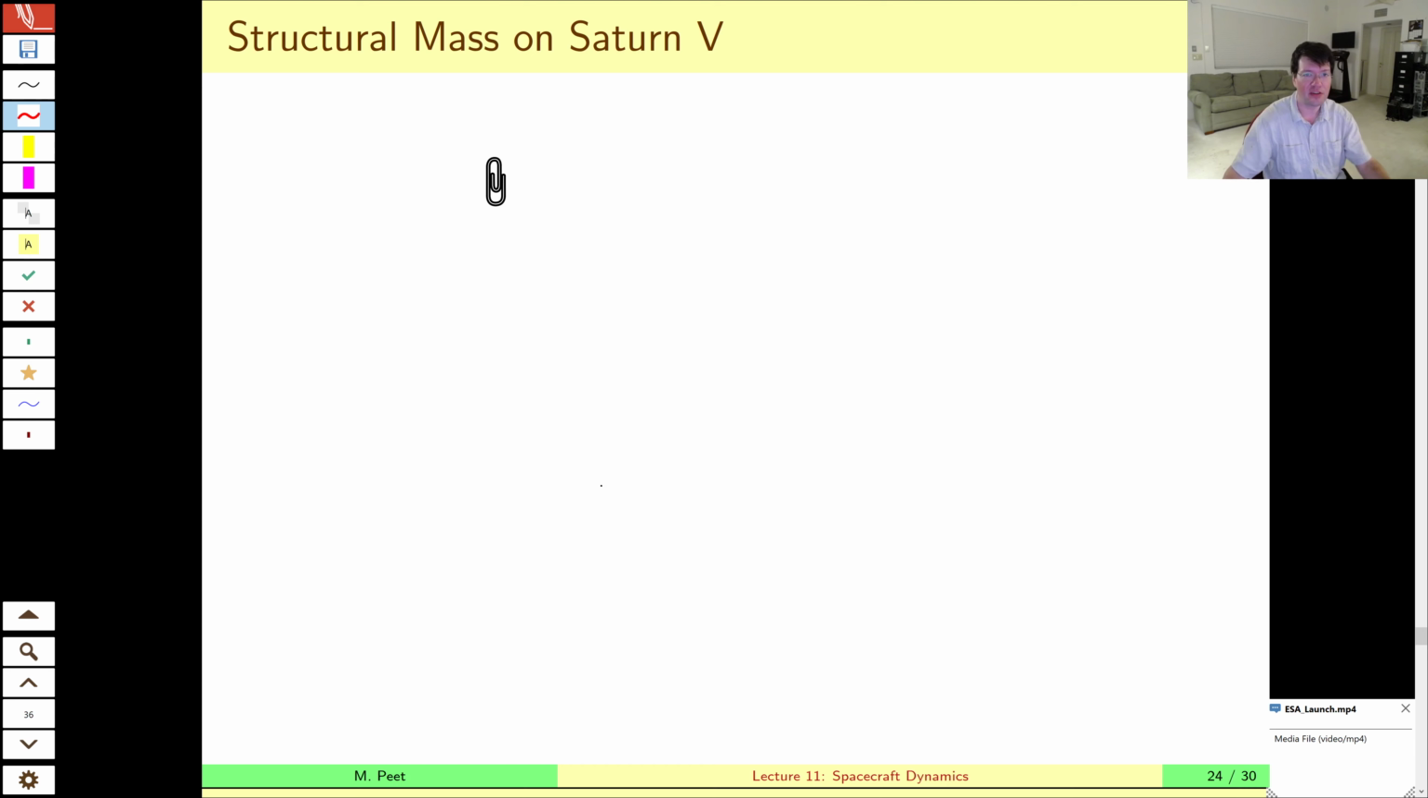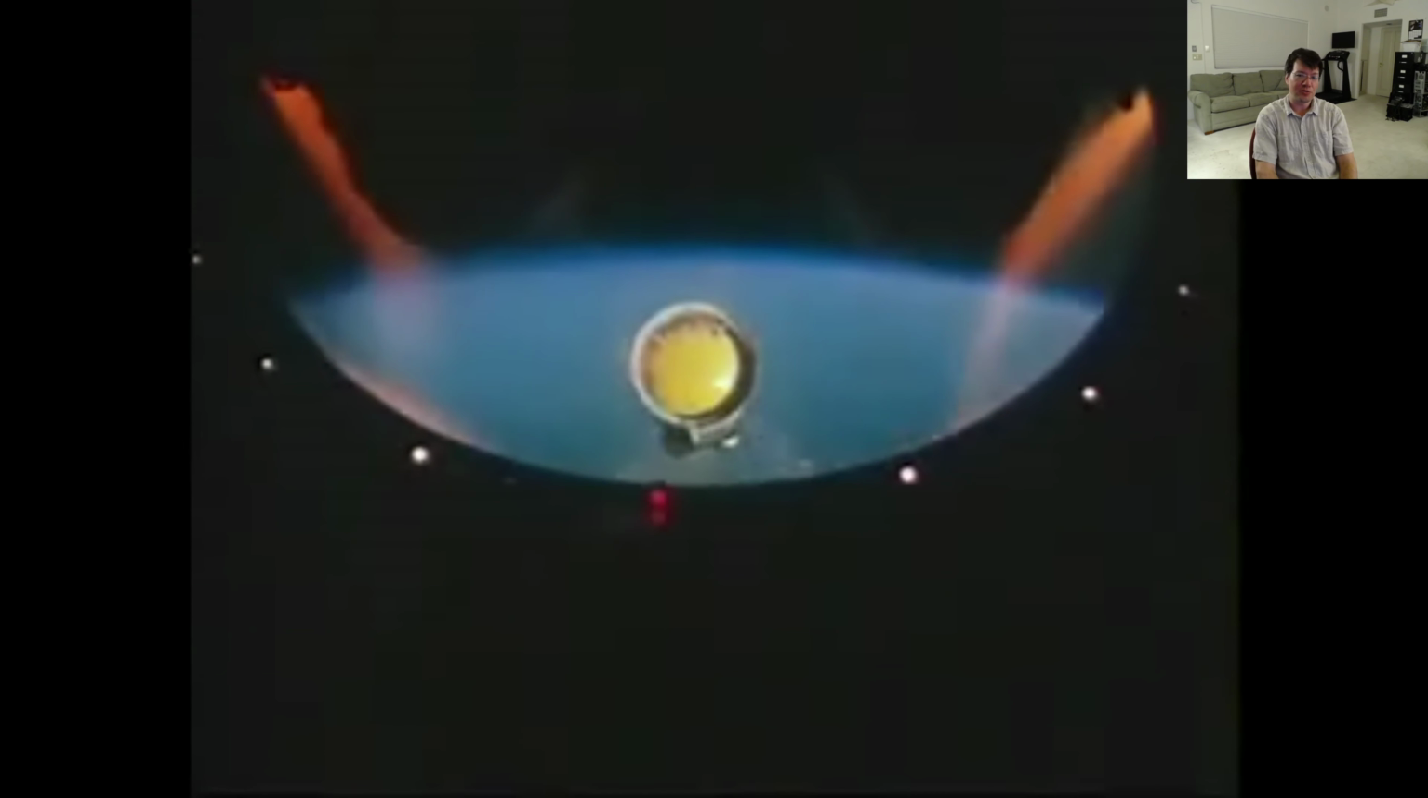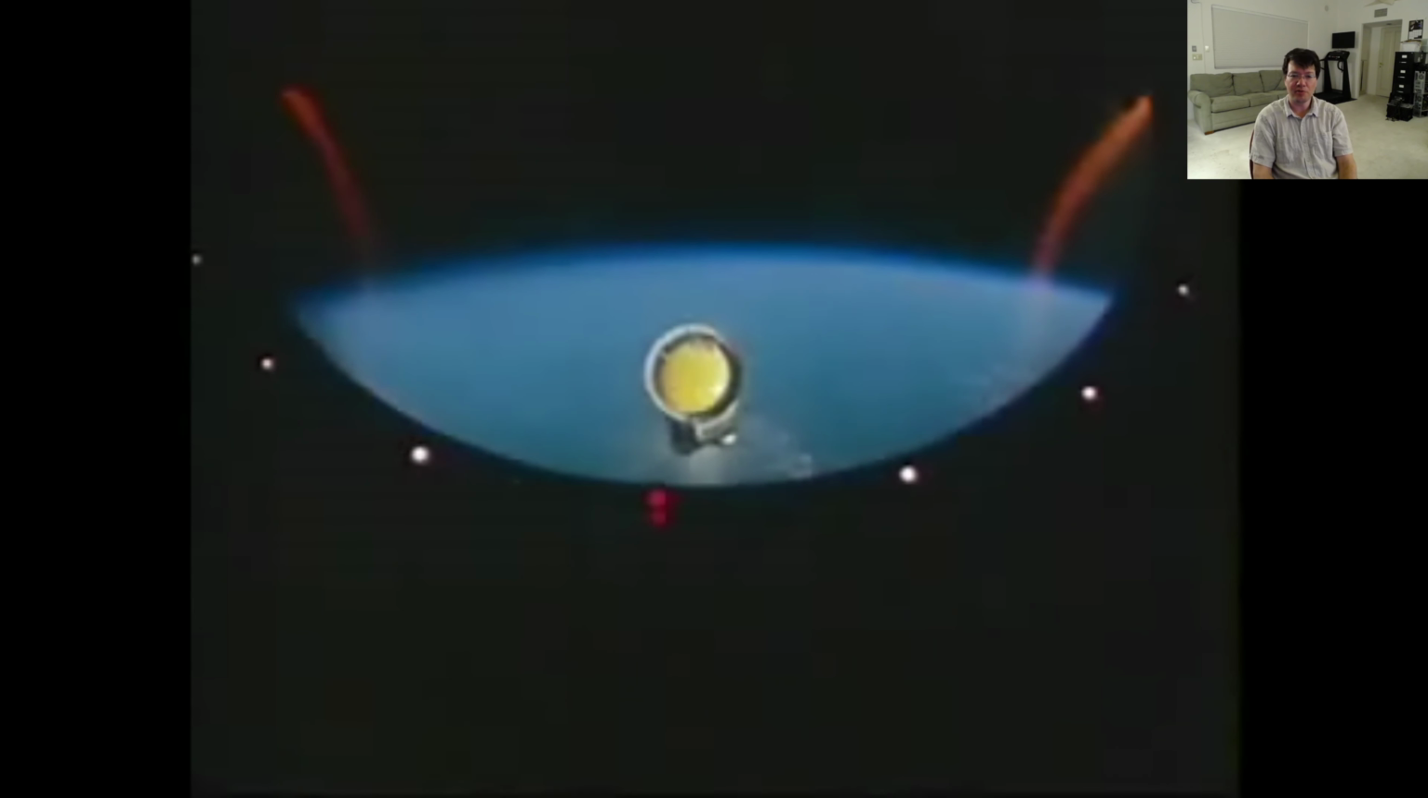So here we just have a cute little illustration of the structural mass of the Saturn V rocket. This is the inside of the Saturn V rocket between stages. So you hear and see this first stage dropping off, and it looks heavy. Basically, it's a lot of structural mass. It's a very big rocket, of course, so the volume to surface area ratio is high. It's not as bad a structural mass fraction as some rockets we have nowadays.